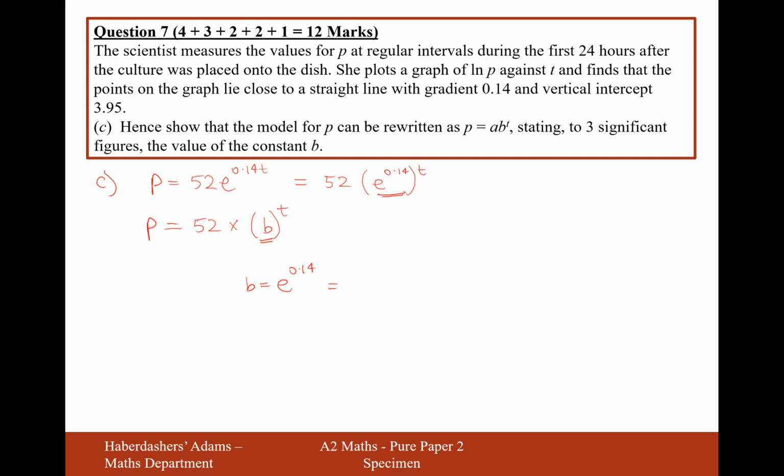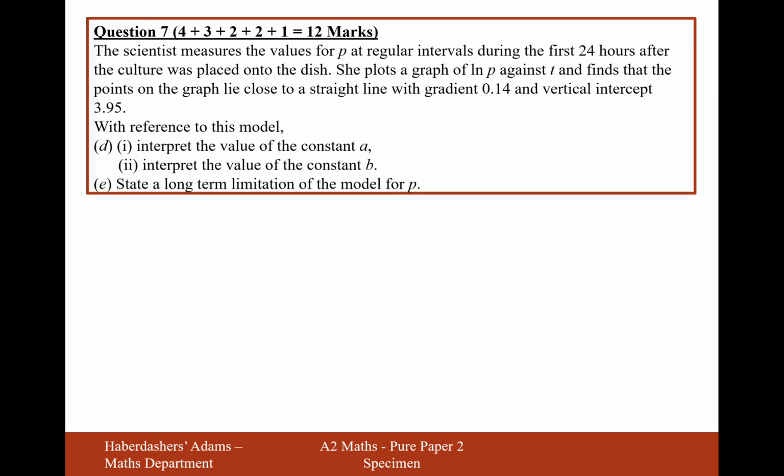So grab your calculator and work out what e to the power of 0.14 is going to be. That's going to be 1.15027... So to three significant figures, that's going to be 1.15. So there we are, that's the answer to part C. B is equal to 1.15.